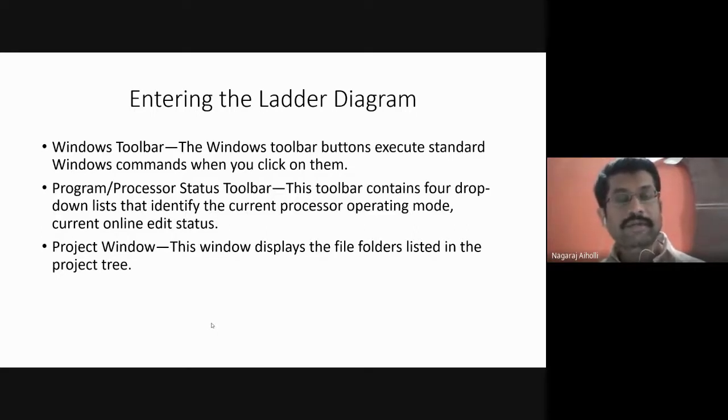Then the program bar, the processor status toolbar. This is meant to indicate the status of the processor. The processor may be in various modes that I am explaining next. It may be in the run mode, the test mode, the remote mode, or the program mode. So these are the various modes in which the processor can be.